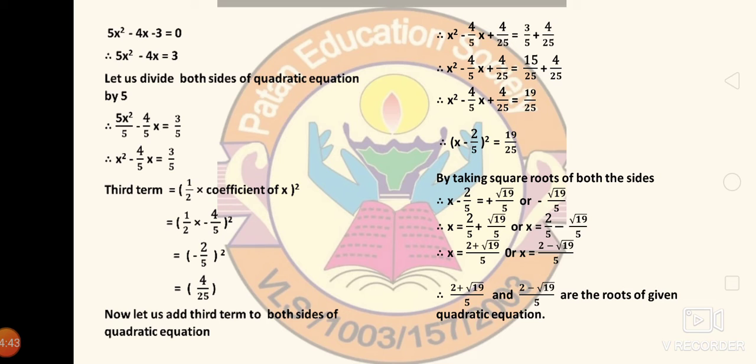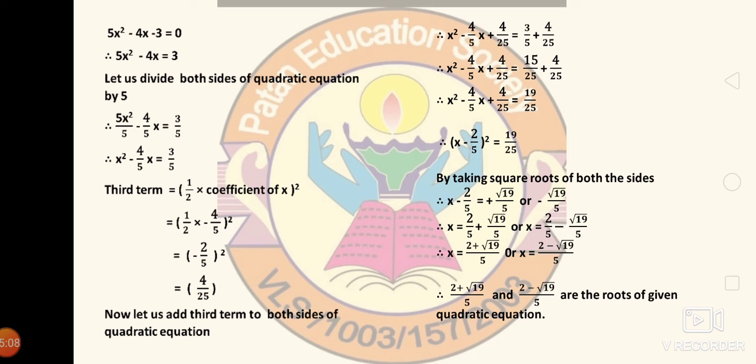Even though you have to make the denominator equal, take care that you are multiplying the same number to the numerator too. So x square minus 4 upon 5 x plus 4 upon 25 is equal to, 3 fives are 15 and 5 fives are 25. So 3 upon 5 will get converted into 15 upon 25, plus 4 upon 25 will remain as it is.